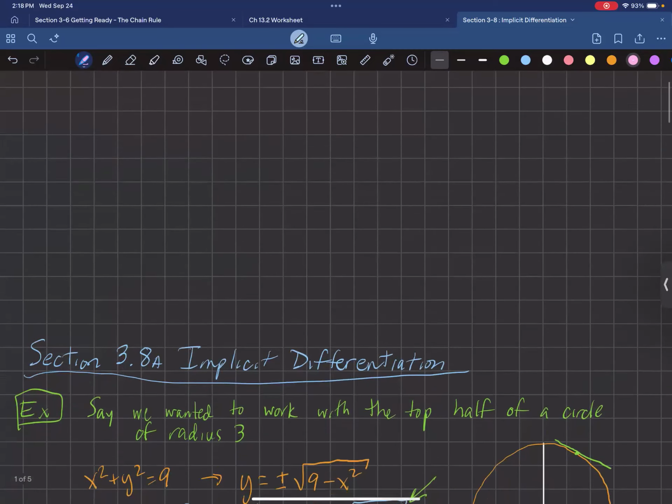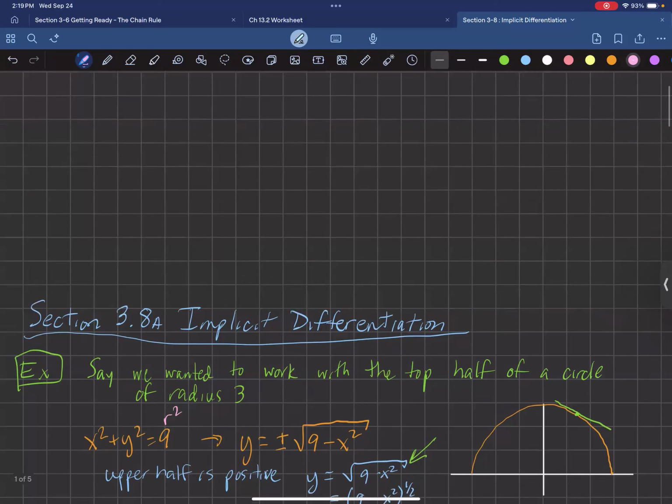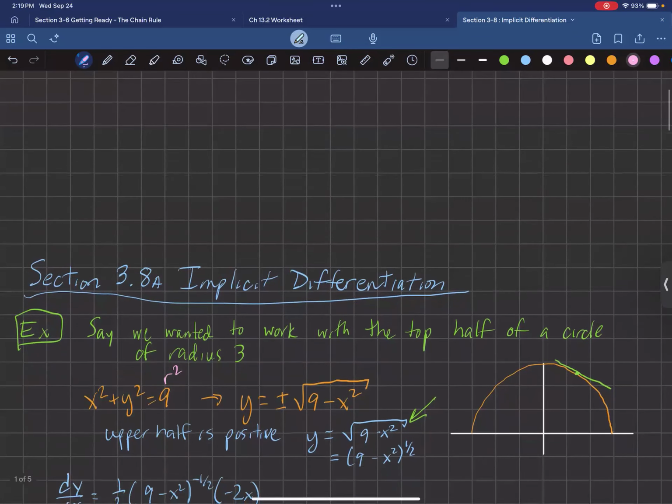Implicit differentiation. Say we wanted to work with the top half of a circle of radius 3. The equation of a circle is x squared plus y squared equals r squared. Here, r is 3, so I have a 9. Since it's the top, we solve for y and get y equals plus or minus the square root of 9 minus x squared. For the upper half of a circle, y is positive, so we ignore the negative one and just get y equals the square root of 9 minus x squared.